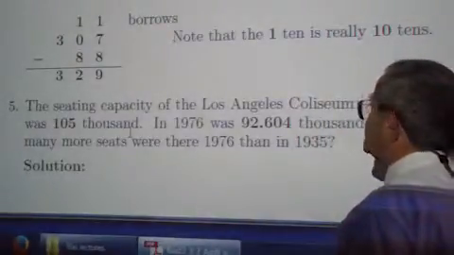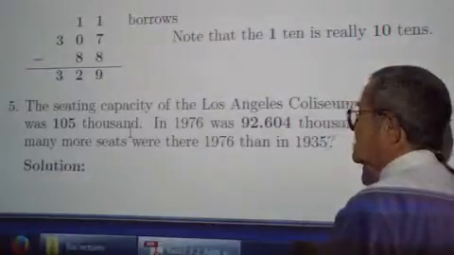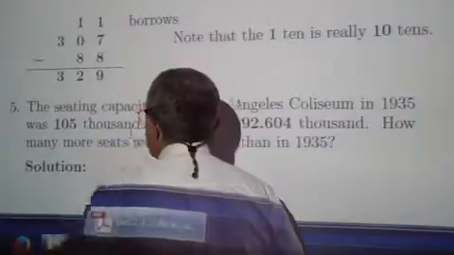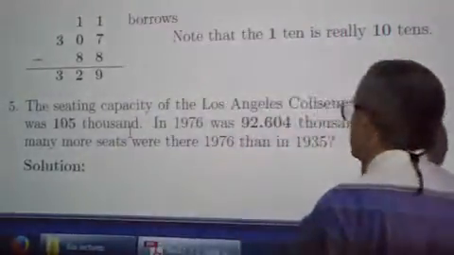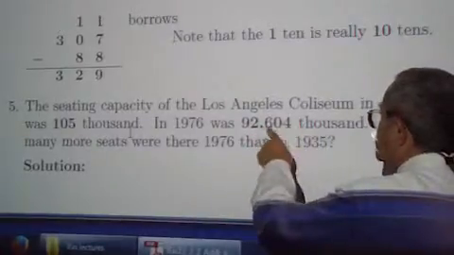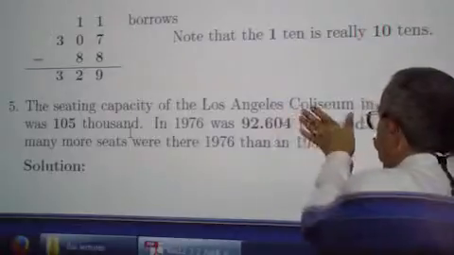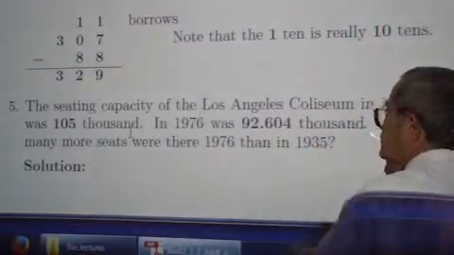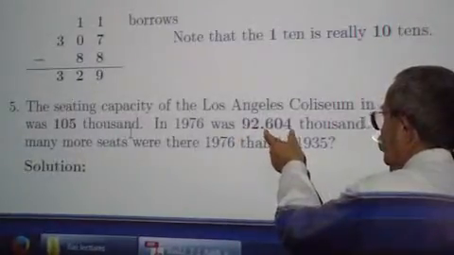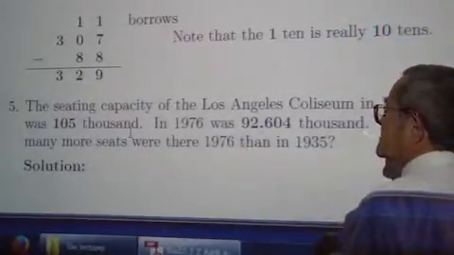The seating capacity in the Los Angeles Coliseum in one year was 105,000. In 1976, there were 92,604 thousand. I'm working with 1,000 boxes, so I have 0.6 of the box. How many seats were there in 1976?